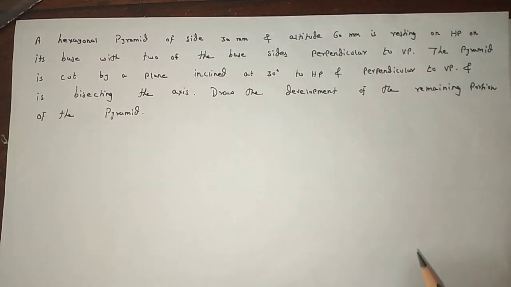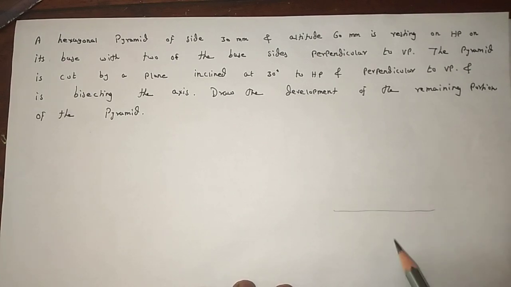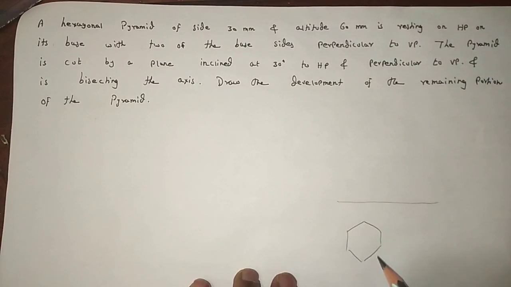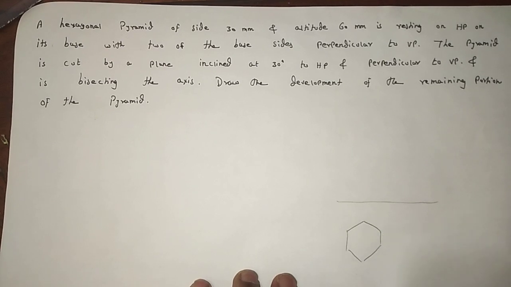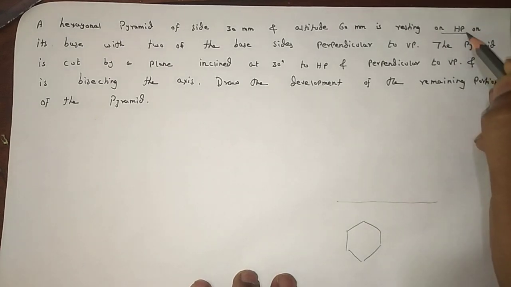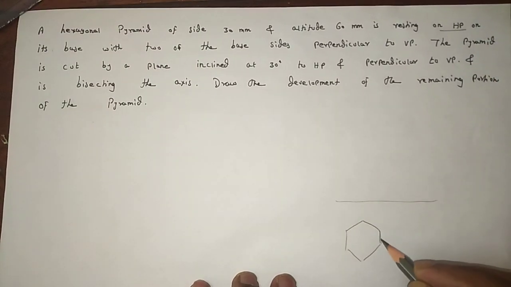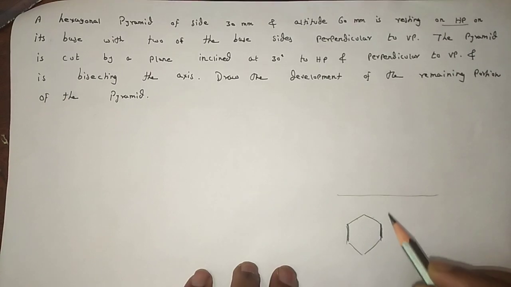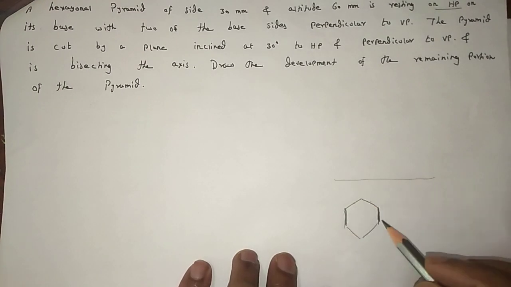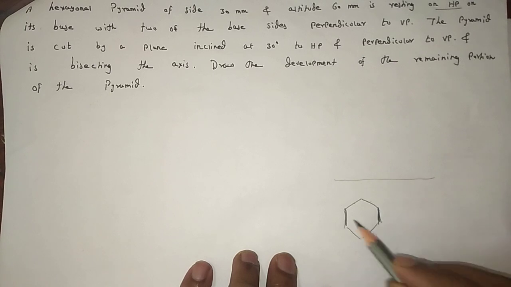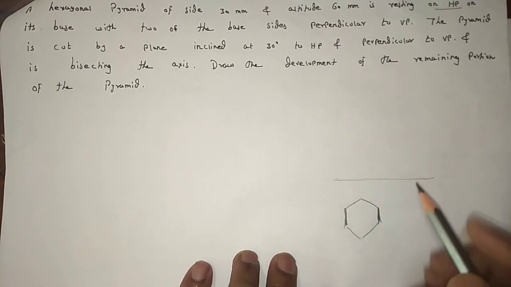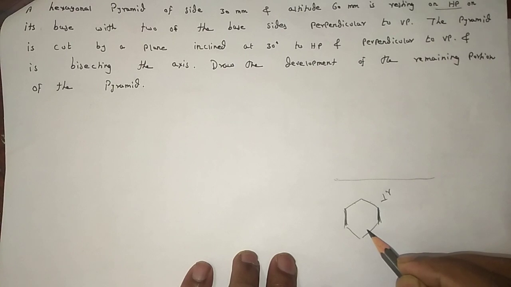So, இதில் பார்த்தீங்கன்னா ஒரு hexagonal pyramid அதோட base side value 30 mm and அதோட altitude, that means the height of the pyramid is 60 mm. எங்கே ரெஸ்ட் ஆகுதுன்னு பார்த்தீங்கன்னா horizontal plane ரெஸ்ட் ஆகுது. எப்படி ரெஸ்ட் ஆகுதுன்னா அதோட two of the base sides. Okay, this is one base side and this is another one base side. This is also one base side, this is one base side. So total it having 6 base side. அதில் ஏதாவது ரெண்டு base sides வந்து அந்த vertical planeக்கு perpendicular இருக்கிற மாதிரி we need to draw the true shape.